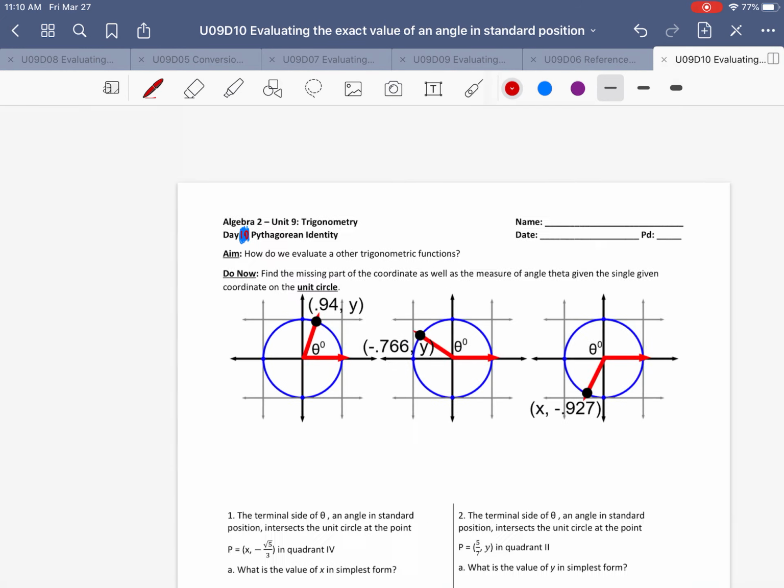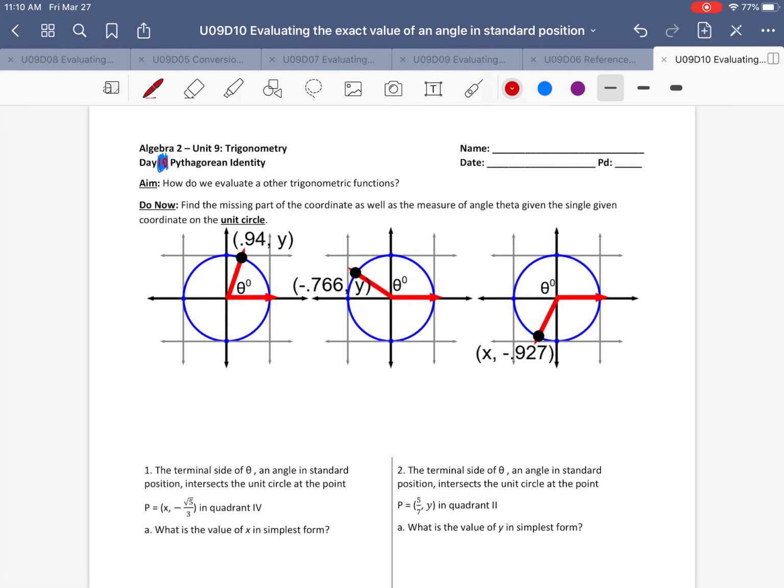Let's read the question. Should always do that. Find the missing part of the coordinate, meaning if we have x, find y. If we have y, find x, and so on. Find the missing part of the coordinate as well as the measure of the angle theta, given the single part of the coordinate that is given on the unit circle.